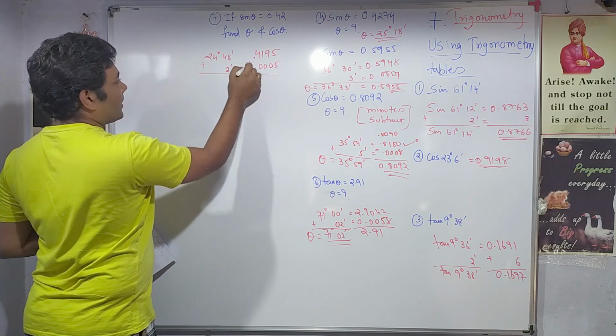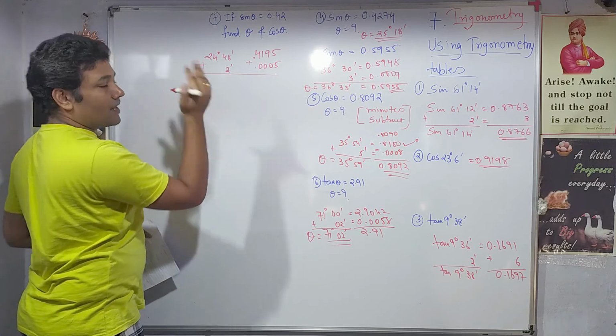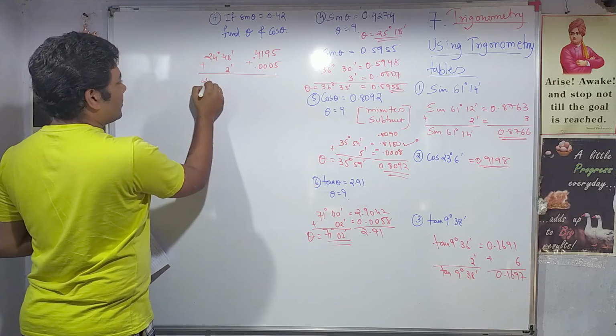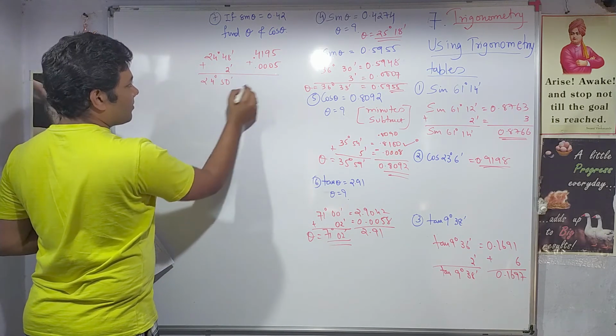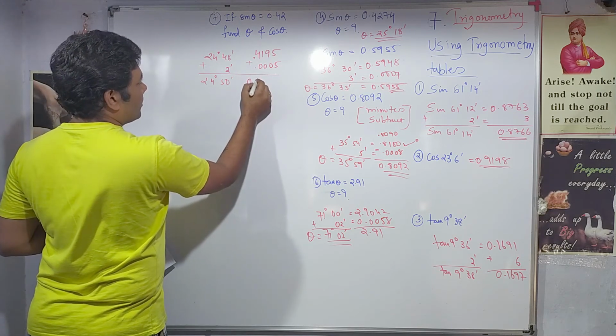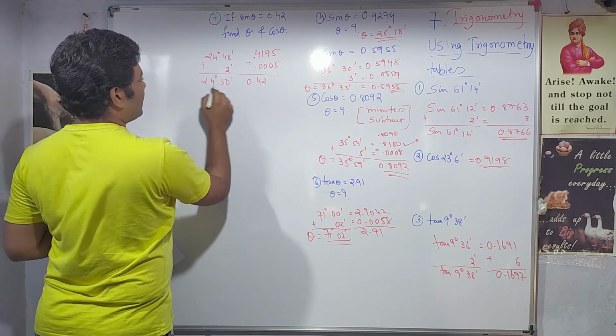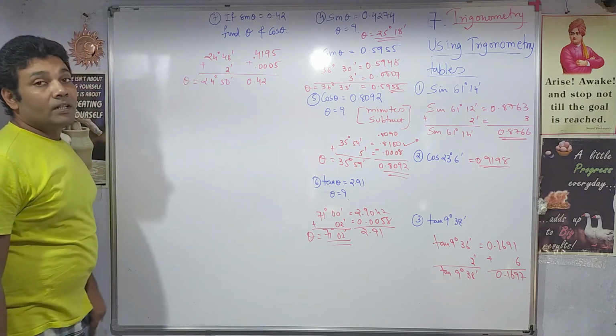So add. In case of sin we do addition on both sides. Tan also, on both sides we add. So 24 degrees 50 minutes. This will become 0.42. So theta is 24 degrees 50 minutes.